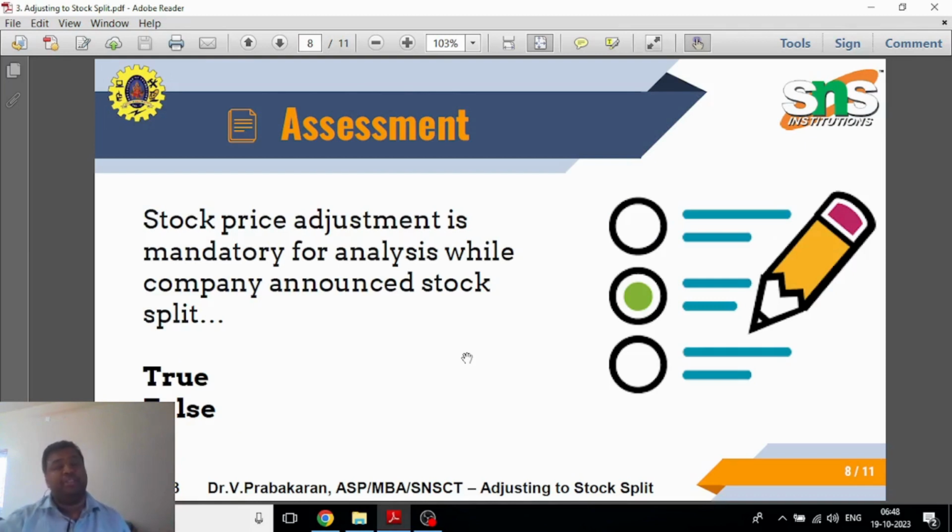So that's all for today's discussion. I'm closing the session with a small question to make sure how far you have understood this concept. You can test yourself. A stock price adjustment is mandatory for analysis when a company announces a stock split. Is it mandatory? Should a trader or an investor do the adjustment before they go for analysis? It is mandatory. So I have two options, true or false. I'm not going to disclose the answer now. Let you think, and let us have a discussion in the class when we get time.